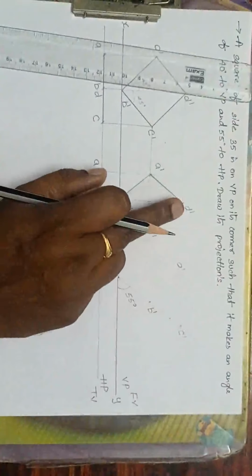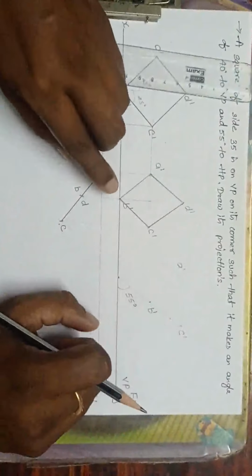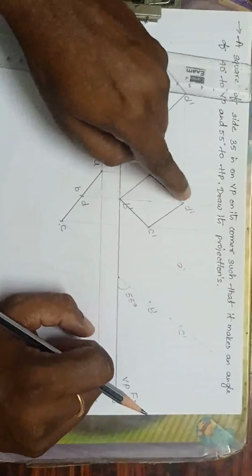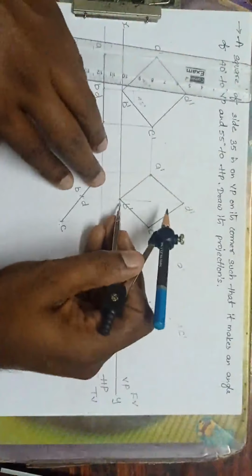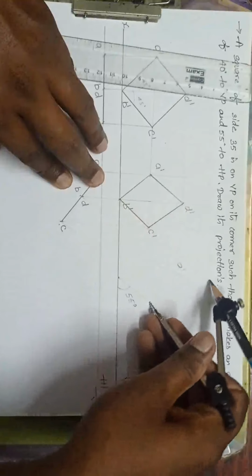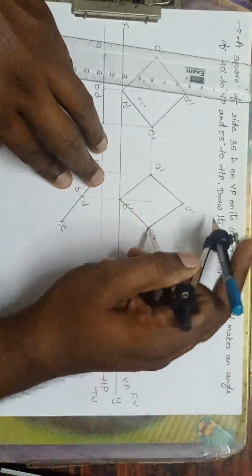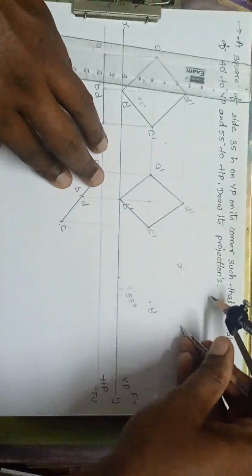Next I want D dash. What to do? I have B dash and C dash. So take radius B dash to D dash and C dash to D dash. I will get D dash. Done. What I will do? Take radius B dash to D dash. B dash as center, draw a curve. Next C dash to D dash. C dash as center, cut here.